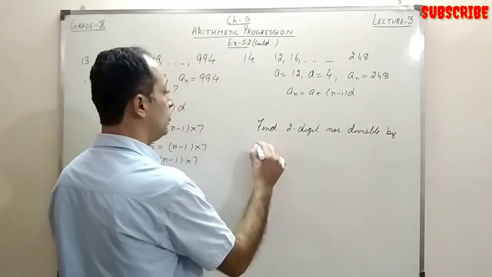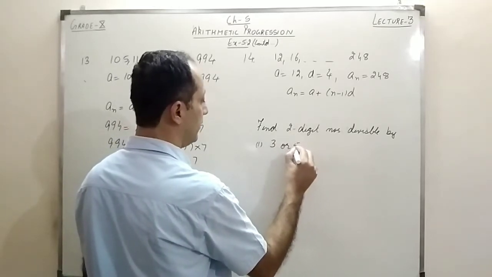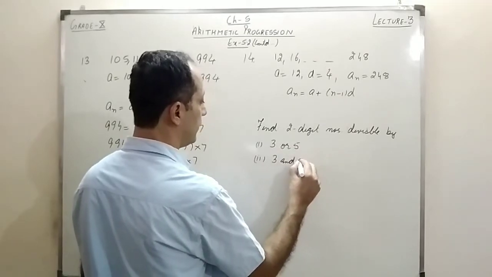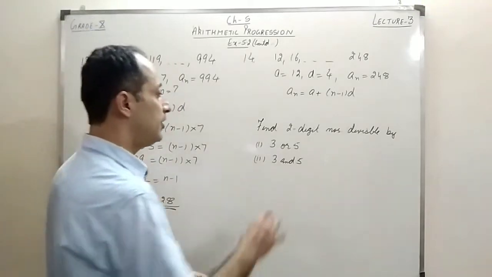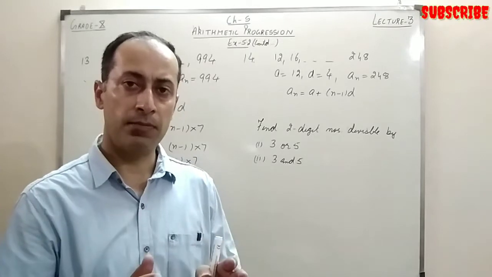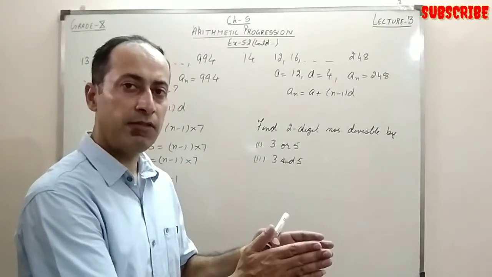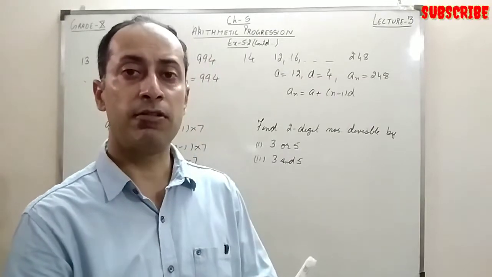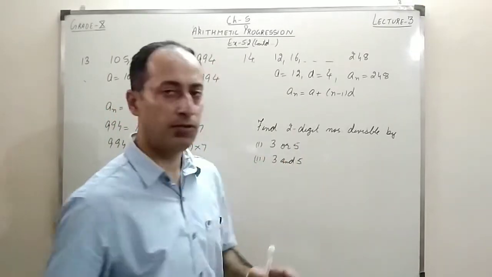So see, I am adding two types: 3 or 5, and the second is 3 and 5. Now what is the difference in these two? The difference is, if you see the first one, 3 or 5, we first find the numbers which are divisible by 3, and then we find the 2-digit numbers which are divisible by 5. Right? This is basically what they are asking in the first question.